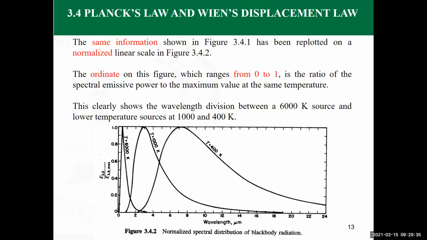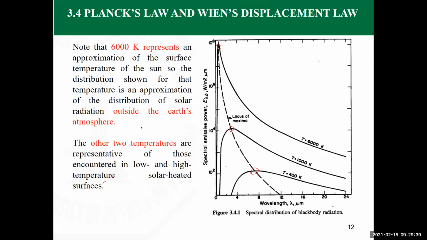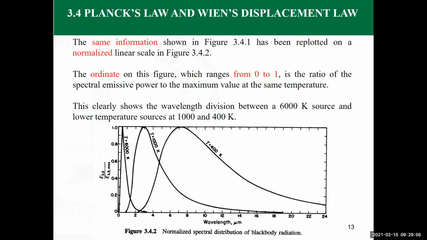Another way to represent that is this: when you look at the figure given here, the y-axis is a logarithmic scale. We're going from 10 to the power of 2, which is 100, to 100,000 to millions, in a log scale. But by normalizing the value of E black body radiation to the E black body radiation maximum, you can get this figure on a normal scale.